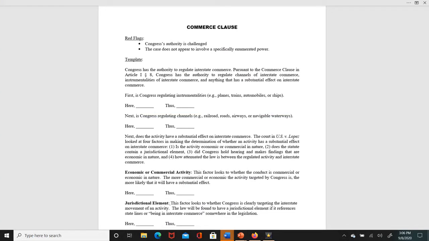Number one, is the activity that's being regulated economic or commercial in nature? If it is economic or commercial on a macro level, right, wages, price controls, things like that, manufacturing, that's economic and commercial. So at a more micro level, is it some kind of financial transaction involved, purchase and sale, that kind of thing. So you're looking at, is the activity economic or commercial in nature? If it is, it's more likely that the law would be valid.